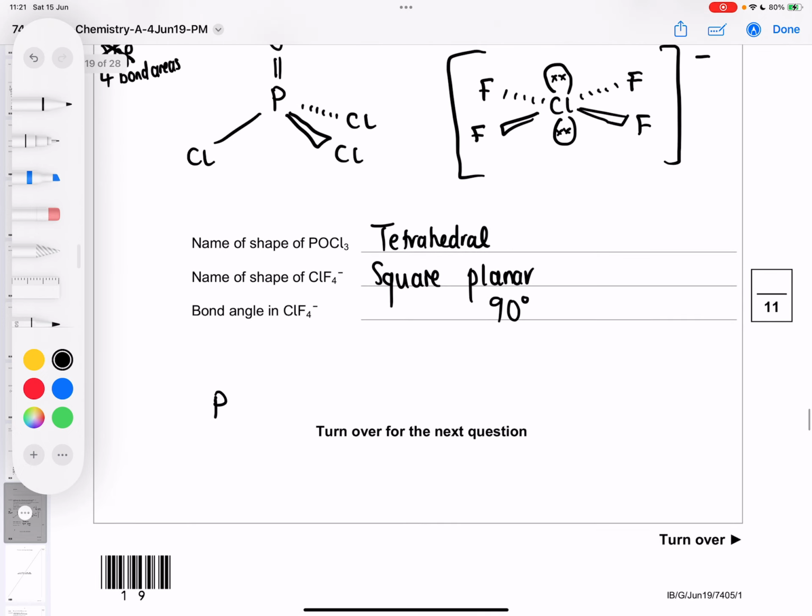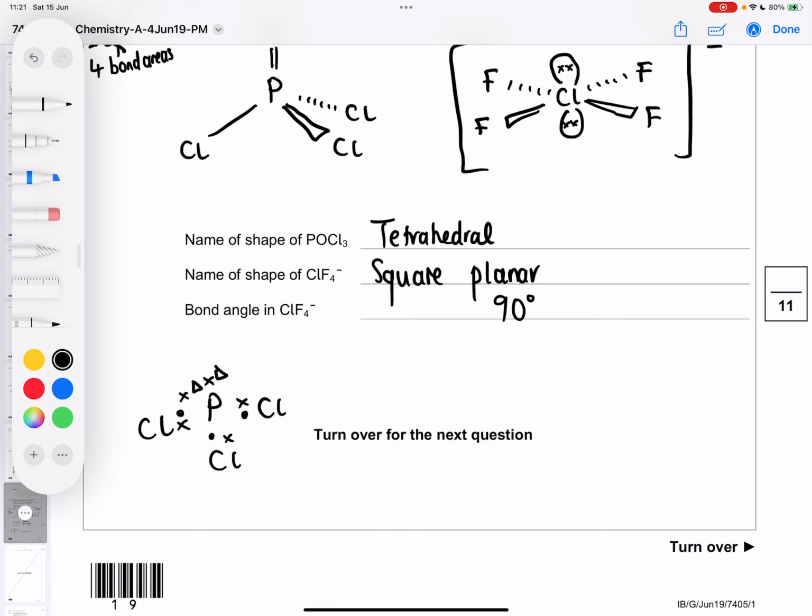So using your GCSE knowledge, phosphorus is in group 5, so it has 5 electrons. It uses 1 to bond to each chlorine. I'm not going to draw all the rest of chlorine, 7 electrons. And then it uses 2 to make a bond to the oxygen, because remember oxygen only has 6. And so we can see that it's got 4 atoms around it, no lone pairs, and 4 bond areas.